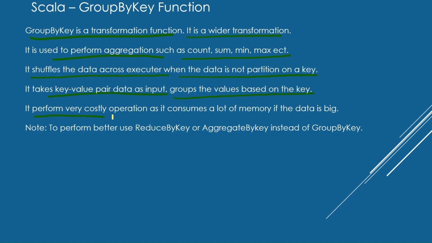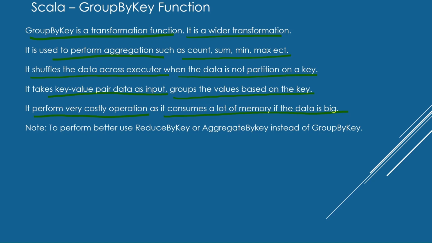It is a very costly operation and it consumes a lot of memory if the data is very big. GroupByKey is always a very costly operation because it requires a lot of shuffles, and due to those shuffles it requires a lot of memory. If the data is small, then it's okay, but if the data is very big, it will create a huge problem.